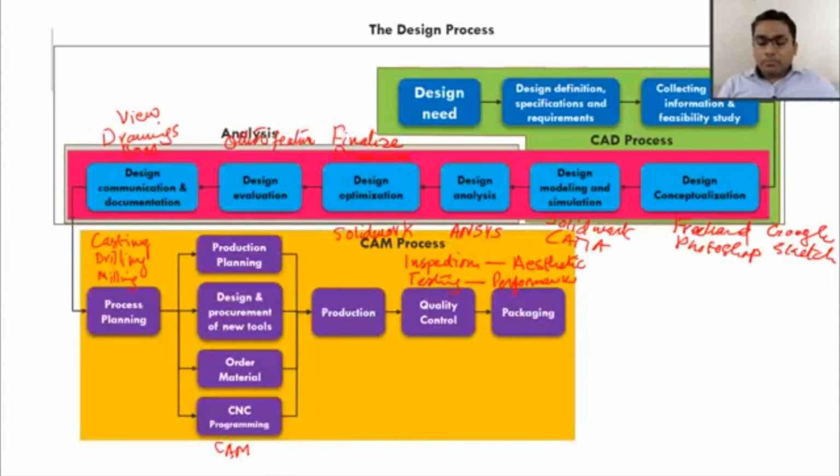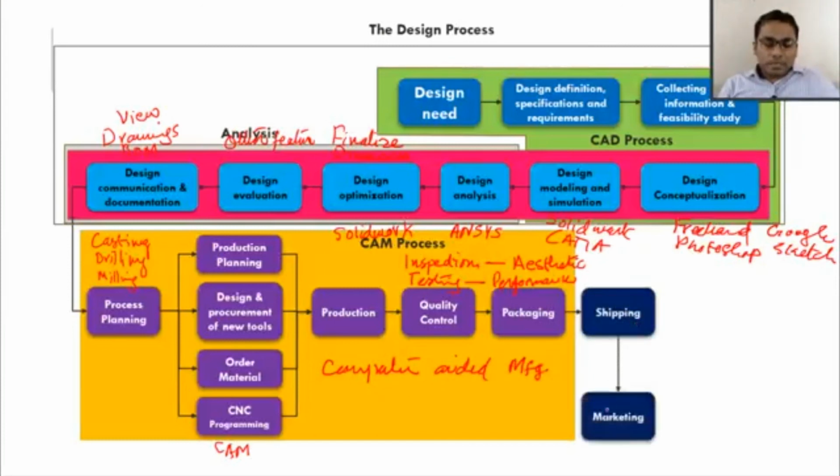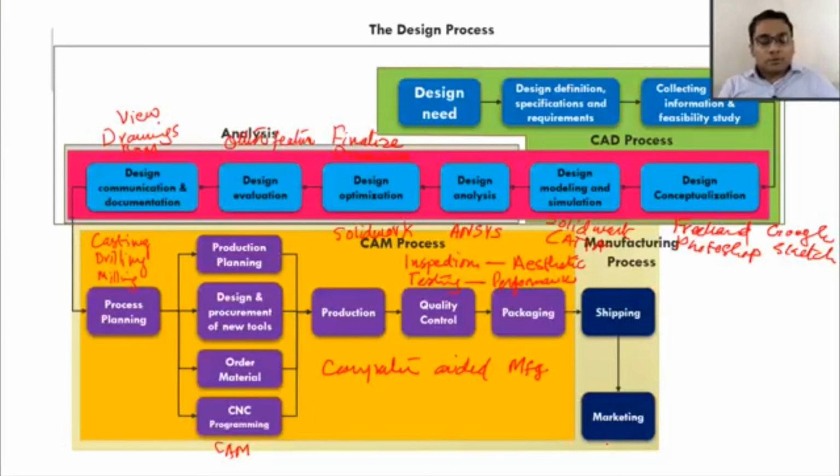CAM means computer aided manufacturing. So in CNC programming, we do computer aided machining, and CAM means computer aided manufacturing. Once the computer aided manufacturing process is complete, the next step is shipping. We send it to shipping and then marketing, and the whole manufacturing process is complete. After the marketing, we sell it. We sell these products to our customers.